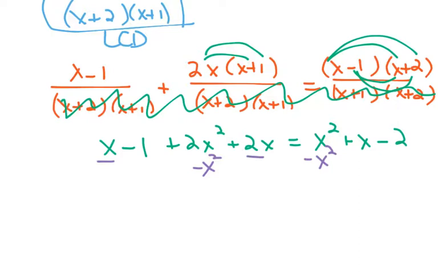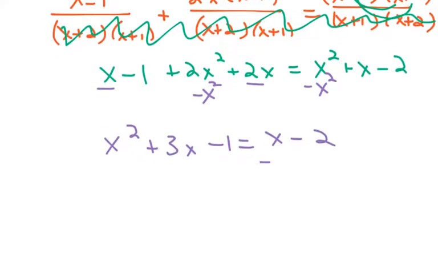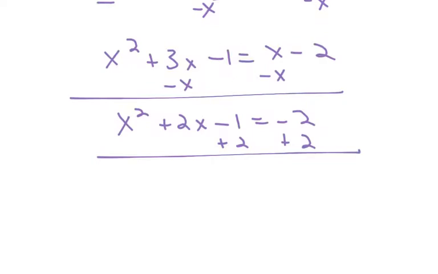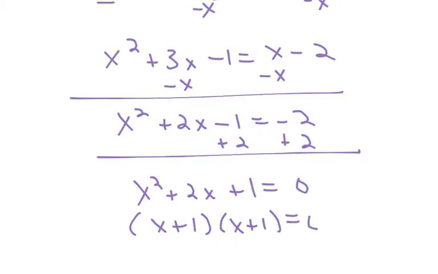When I subtract x squared from both sides, 2x squared minus x squared is 1x squared. X plus 2x is 3x. I haven't done anything with the x minus 2 on the right yet, so how about I subtract x? I'm left with 2x. And I still have a minus 2, so I'm going to add 2. And I'm left with x squared plus 2x plus 1 equals 0. This, in factored form, is x plus 1, x plus 1. So x equals negative 1 is the solution.